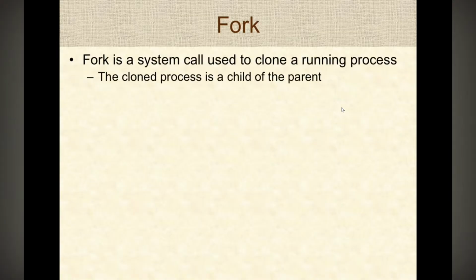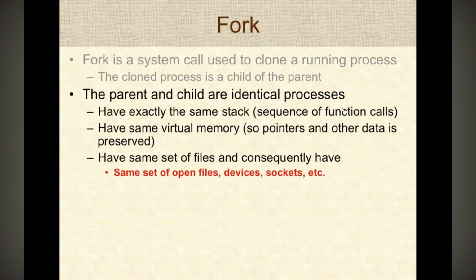Fork is a system call that is used to clone a running process. The clone process is a child of the parent. The parent and child are identical processes in the sense that they have exactly the same virtual memory layout, so they have exactly the same stack, so the sequence of method calls and parameters on the stack will be identical between the parent and child. Both have exactly the same virtual memory, so pointers and other data structures that are there are preserved.